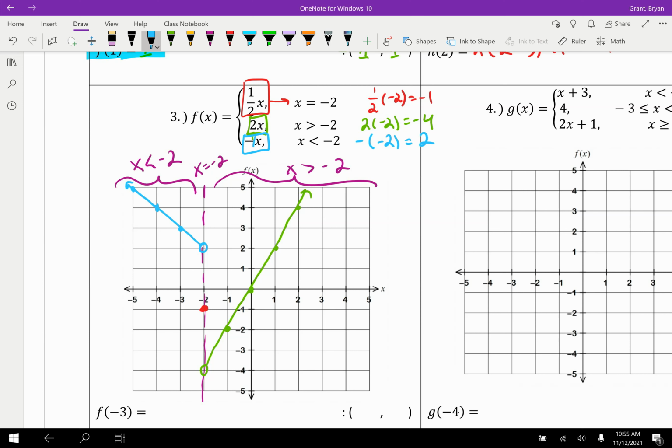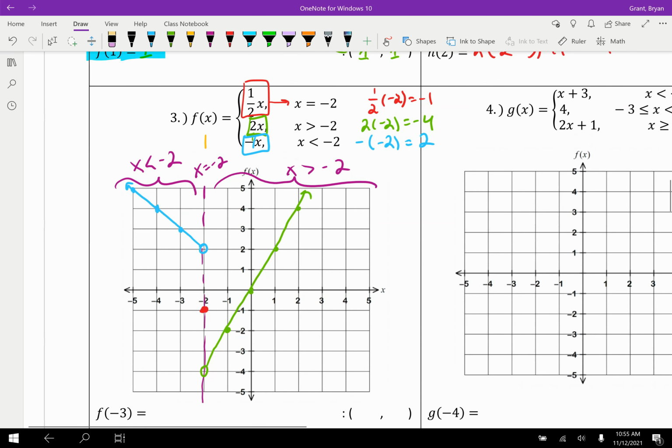Notice this still passes the vertical line test. If you were to take a vertical line and drop it anywhere, it only touches one function. Even right at that wall, there are no points here. That's why there are open circles, so it only touches one point, the red one.